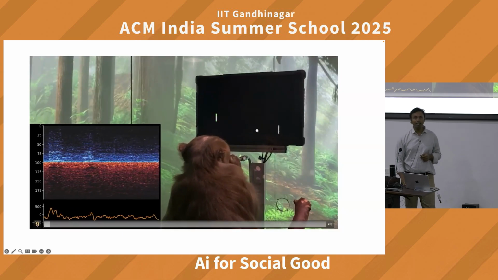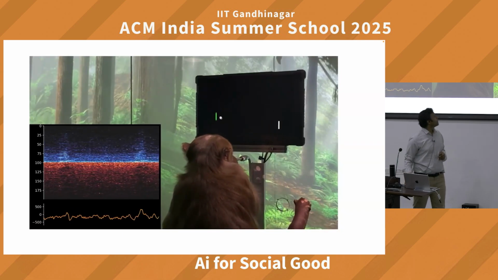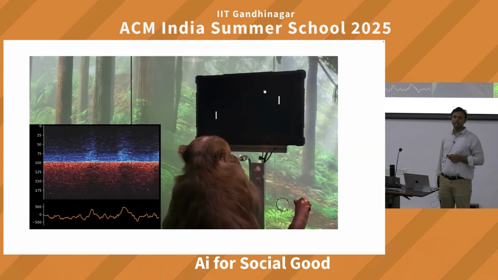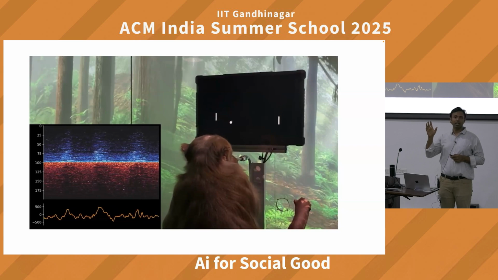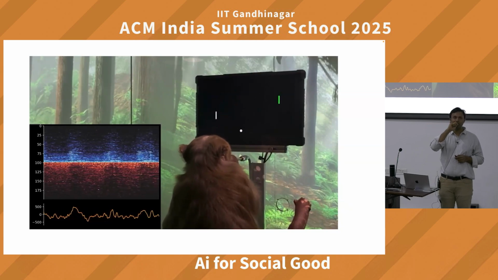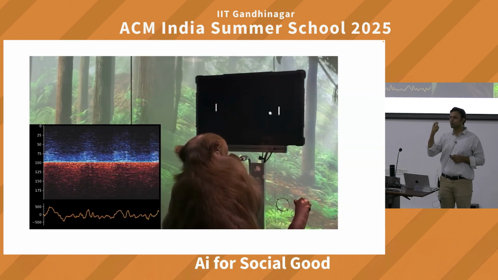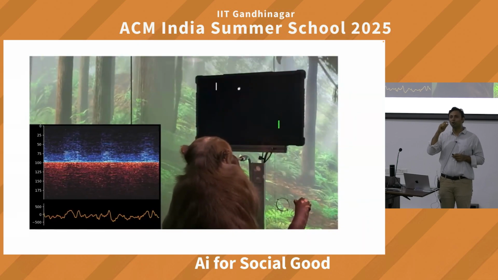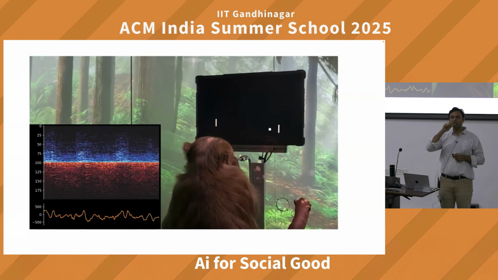So this is a monkey playing a Pong game, and it's controlling one of the Pongs just through its brain activity. And it's getting a juice. So you see, it's holding something, so it's getting a juice reward. So this monkey was not fed for some time, it's very hungry. So all it has to do is move this thing so that it can operate.